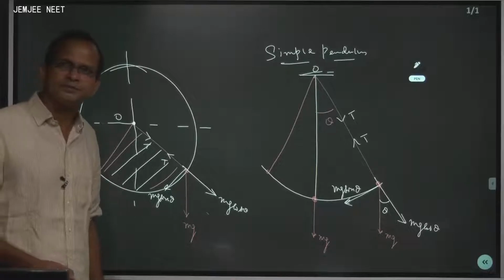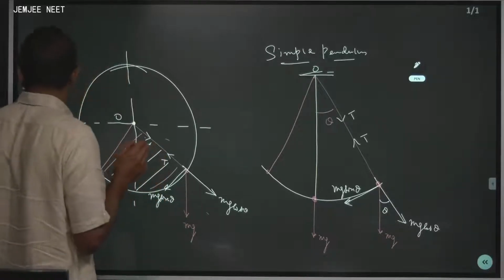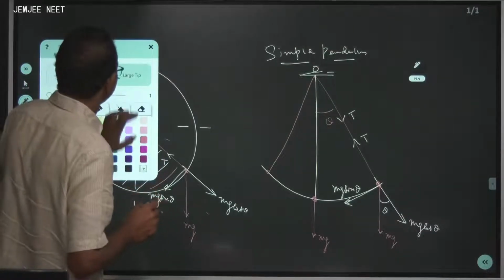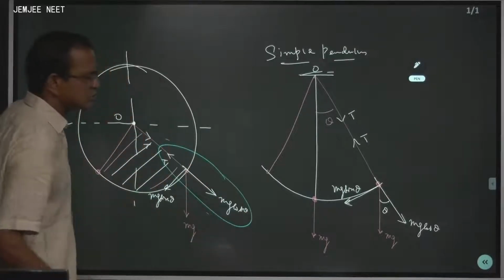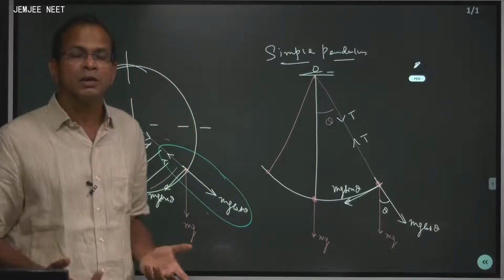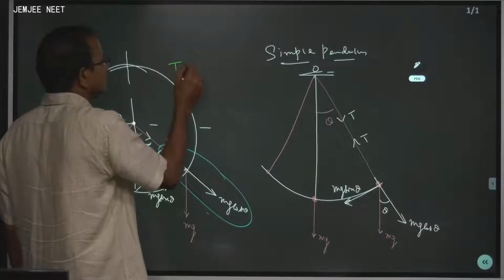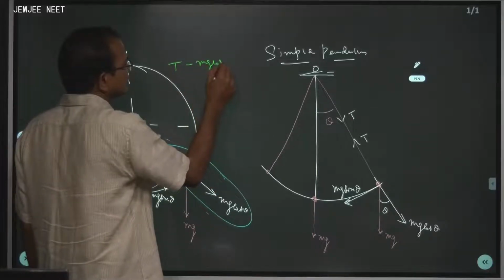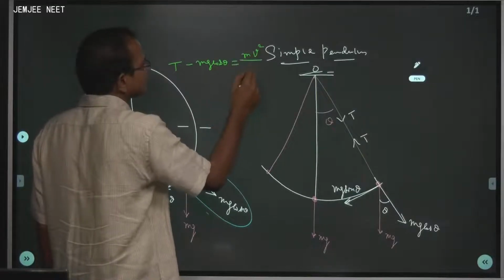SHM, sir. Look at this fellow. I'll change the color. Who is going to give you the necessary centripetal force? These two fellows together must provide the necessary centripetal force. There is no other way. So tension minus mg cos theta should give you the necessary centripetal force.